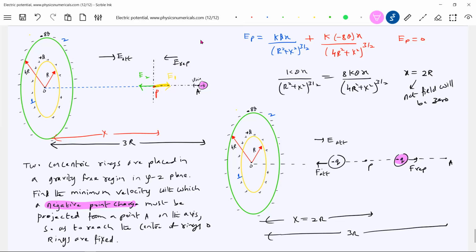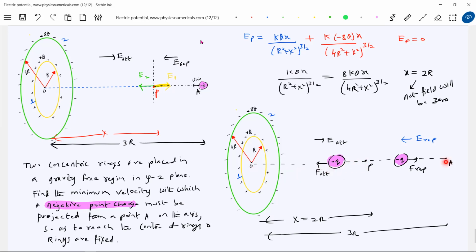Okay, this is that negative charge particle. What this charged particle is going to experience: a negative charge particle will experience a force opposite to the electric field. So here when I project it, it will undergo retardation. Somehow, if it can just reach point P, afterwards on its own, the net field here will see that it will get accelerated, it will reach point O.